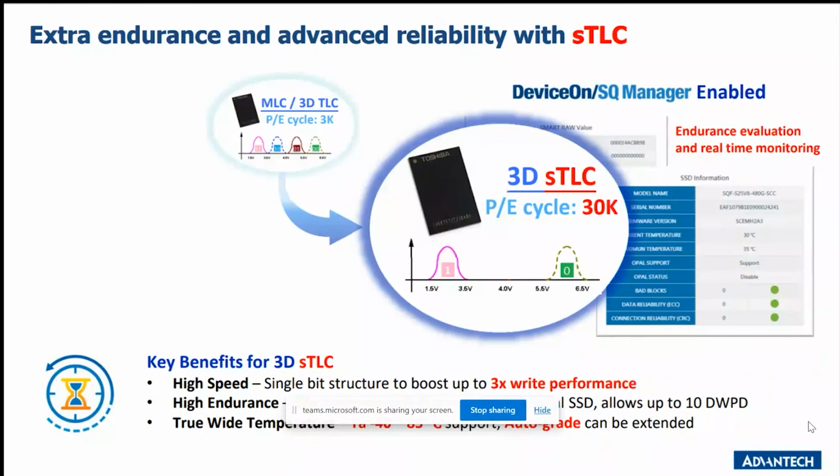Let's take a look at the benefits of 3D NAND STLC. High speed: the single-bit structure boosts performance up to 3 times. It also has high endurance, 10 times more durable than a regular industrial SSD, allowing up to 10 DWPD. True wide temperature support is from -40 Celsius to 85 Celsius. Automotive grade can also be extended.